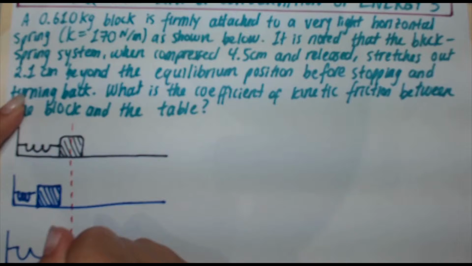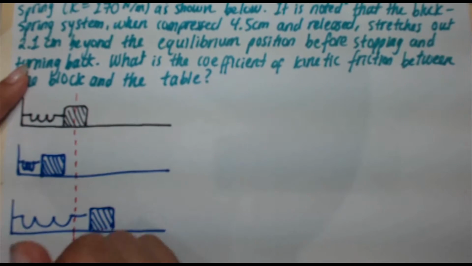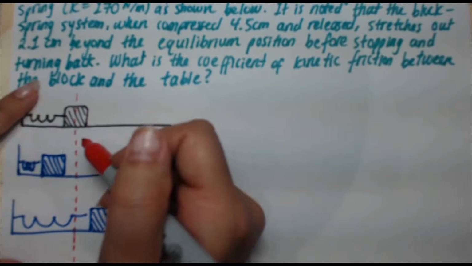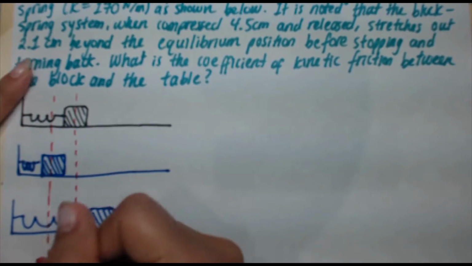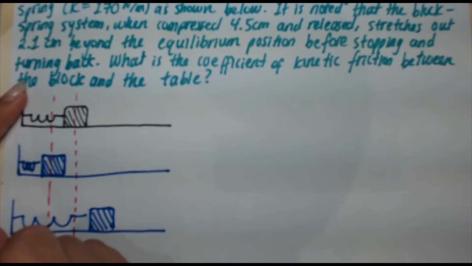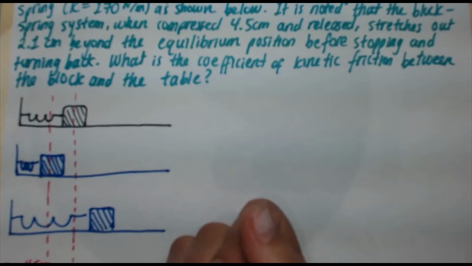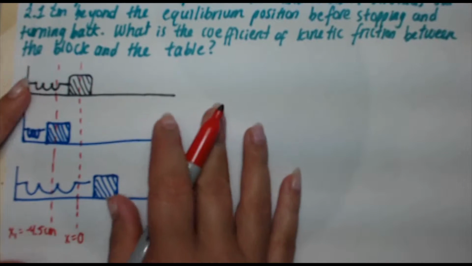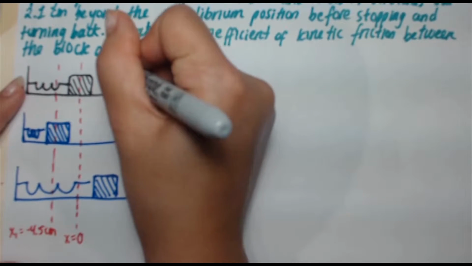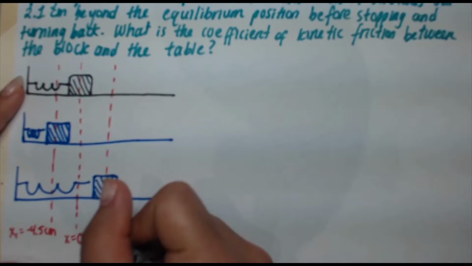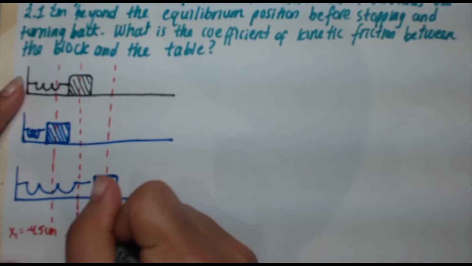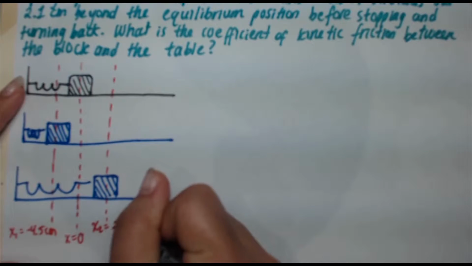For example, this is the equilibrium position, so I'm going to call that x equals 0. Then we know the compression is over here, so let's draw another line here. That's going to be x1 equals minus 4.5 centimeters. I'm saying minus because it's to the left of x equals 0. And finally, I've got this position right here, after it extends past the equilibrium. I'll call this x2 equals 2.1 centimeters.